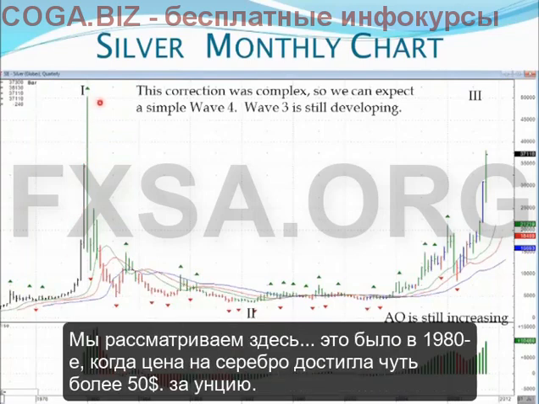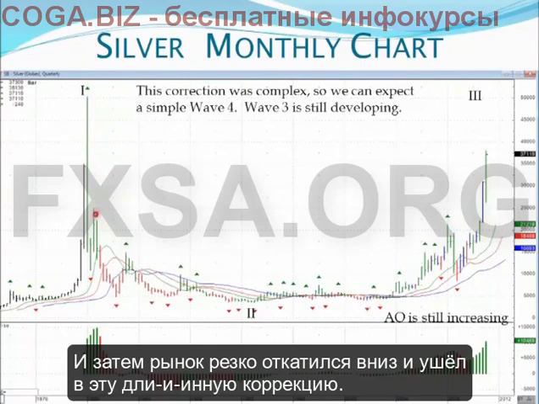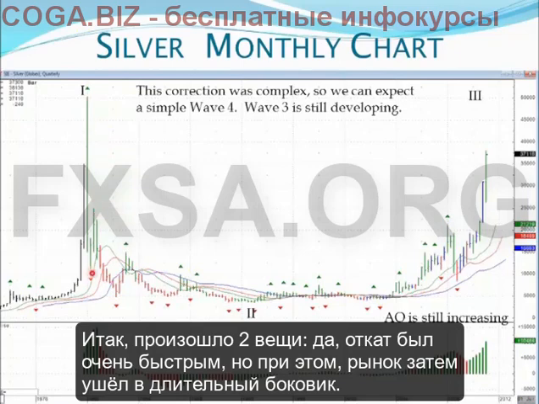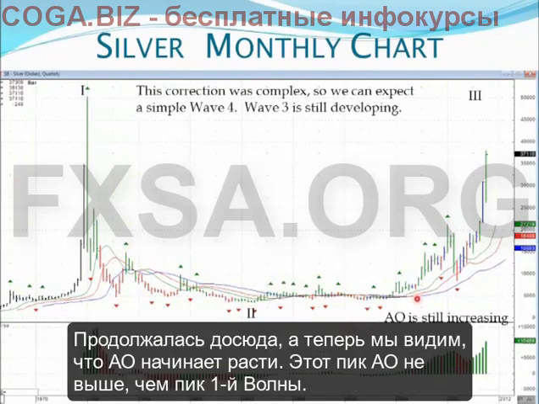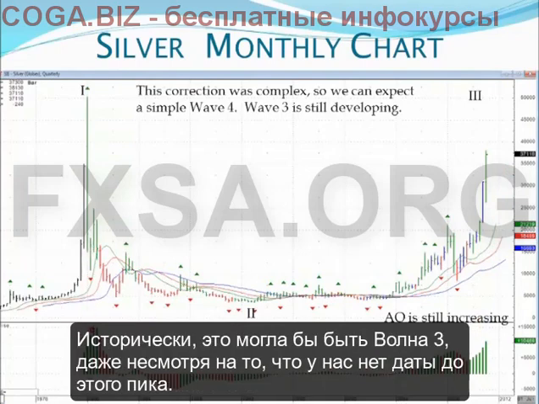Let's take a real diagram look here. If we look back, this was back in 1980, silver hit a little over $50 an ounce, and then the market pulled back very quickly and went into this long correction. Now two things happened. Yes, it pulled back very fast, but then it also went long sideways. So I consider this a complex correction. Continued on, and then now we see that the AO is increasing. Now the AO is not as tall as the first peak, so this historically would have been wave 3, even though we don't have much data behind it.